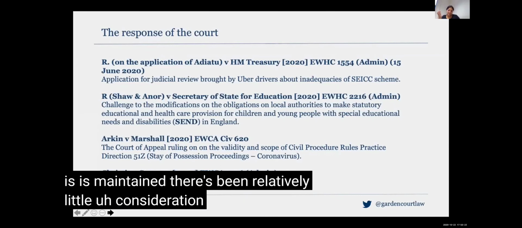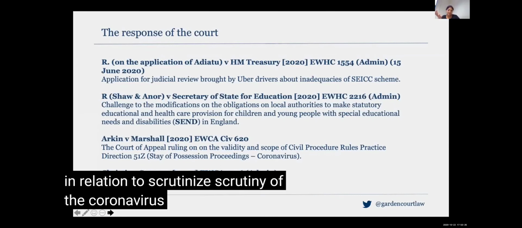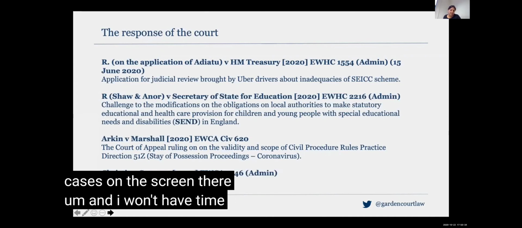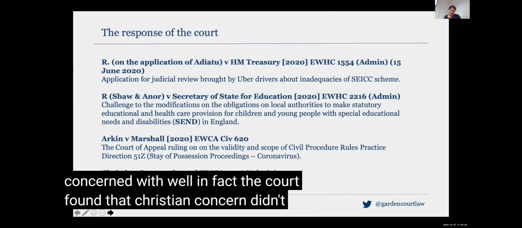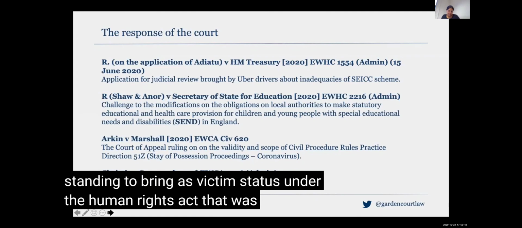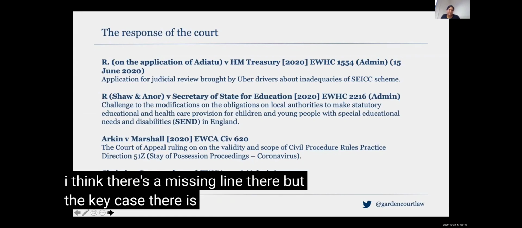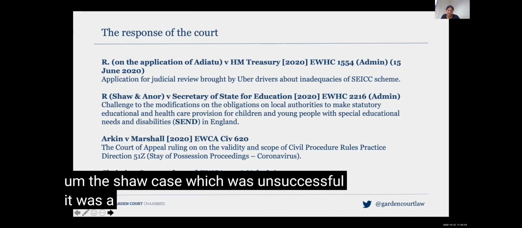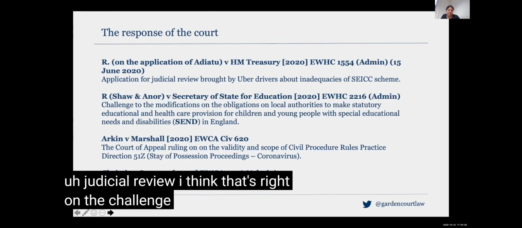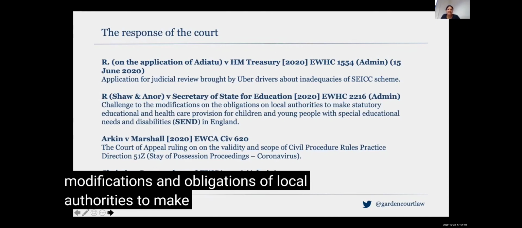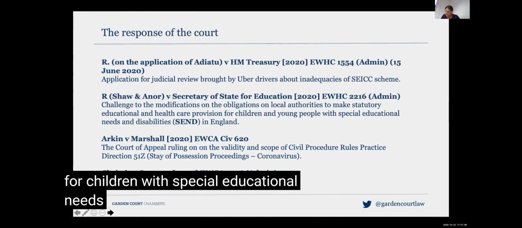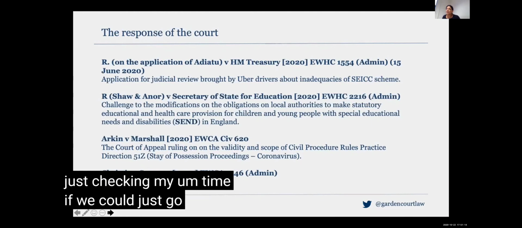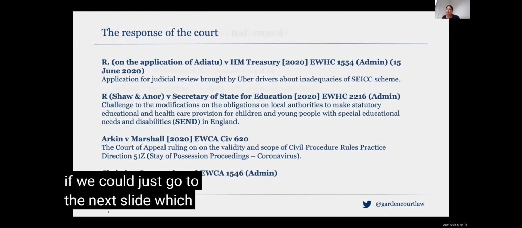There's been relatively little consideration by the courts in relation to scrutiny of the coronavirus legislation. I'll just put up some of the most recent cases on the screen there. The last one is concerned with, in fact, the court found that Christian Concern didn't have standing to bring the claim as victim status under the Human Rights Act. I think there's a missing line there. But the key case for the purposes of what we're talking about today is the Shaw case, which was unsuccessful. It was a rolled-up judicial review, I think that's right, on the challenge to the modifications and obligations of local authorities to make provision for children with special educational needs and disabilities. I'm just checking my time. If we could just go to the next slide, which is slide 18, I think.